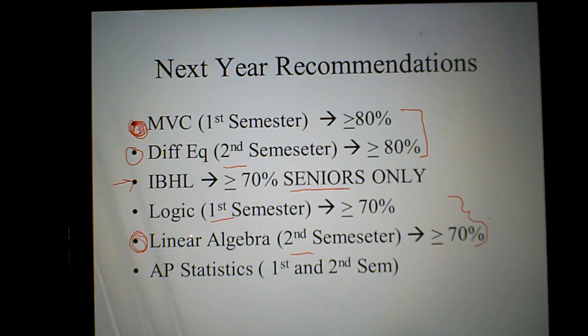And students who have taken AB only and not BC can take logic and linear algebra, where they cannot take multivariable. You had to have taken BC calculus with an 80% to get into multivariable and differential equations. AB students can take logic or linear algebra. And then, of course, many of you have already taken AP statistics, but if you haven't, you can take that concurrently with any of these.